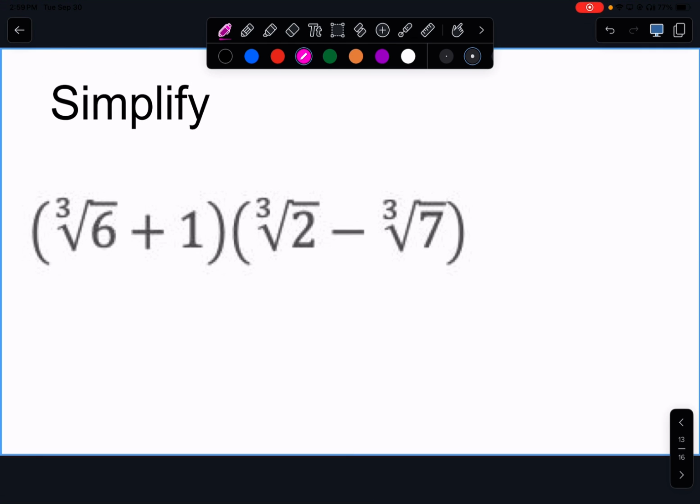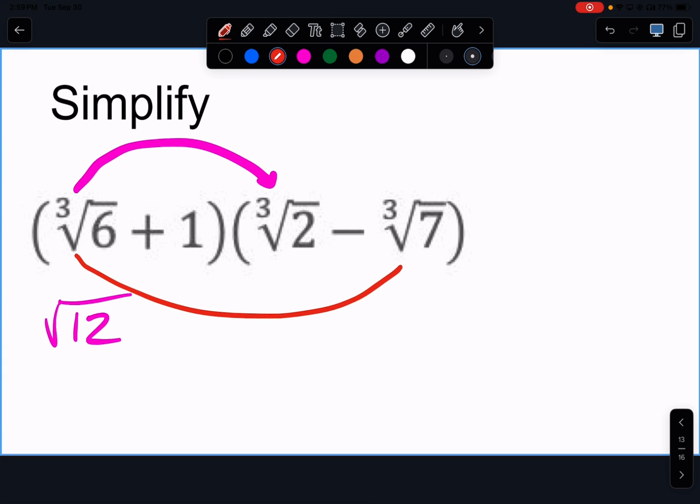When we distribute, we're doing what operation? Starts with an M. Multiplication, yeah. So this is just multiplication. When we multiply, as long as we have the same index, we just multiply the radicand. So this would be the cube root of, what's 6 times 2? 12. Okay.